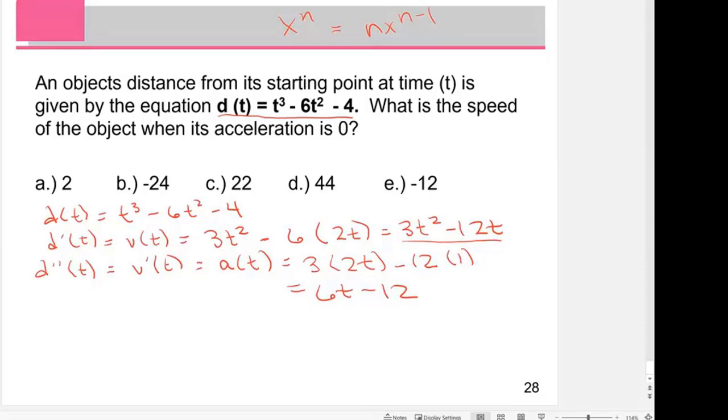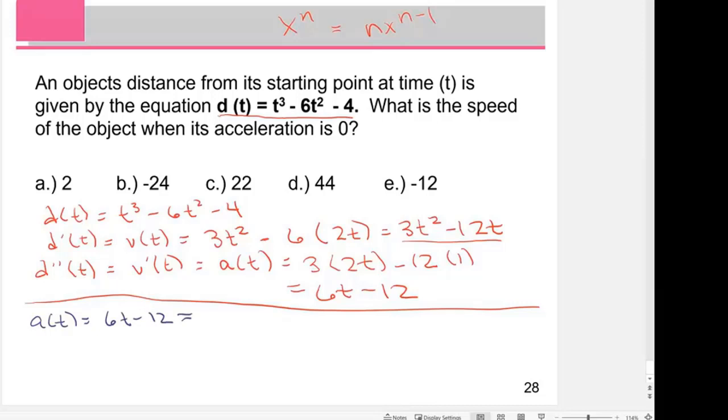And it says, what is the speed of the object when its acceleration equals 0? Well, when does my acceleration equal 0? My acceleration is equal to 6t minus 12. And I want to know when it's equal to 0. I add 12 to both sides and divide by 6, and I get t equals 2. So now I know at 2 seconds, my acceleration is 0. But that's not what it's asking. It's asking what is the speed of the object.